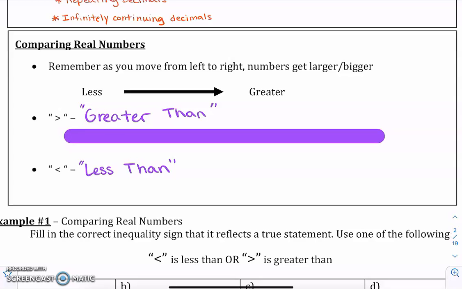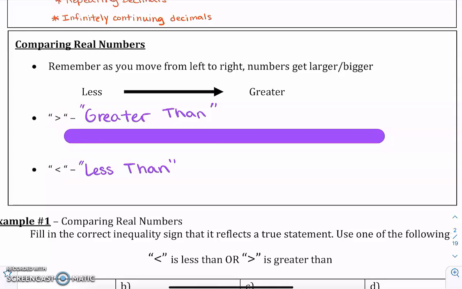So comparing real numbers, it seems so simple. Like we know what the signs are, we know how to write them. But what I want you guys to keep in mind is just like a book, we read things from left to right in math too. So it's important to know when you see one of your signs, what is it actually reading? Do you read it left to right? Do you read it right to left? So that's the first thing to keep in mind.